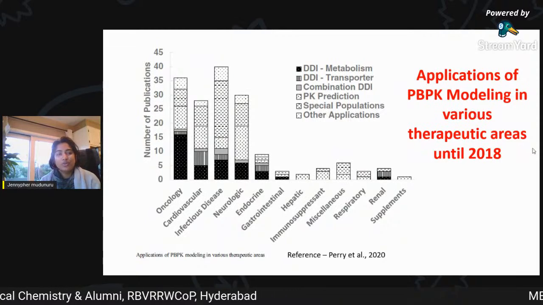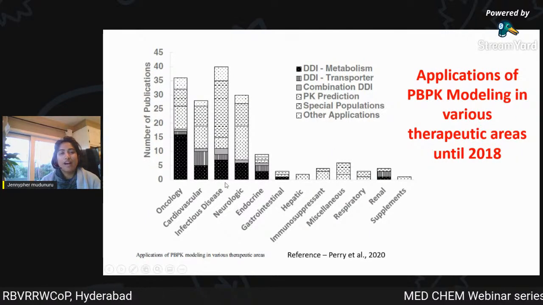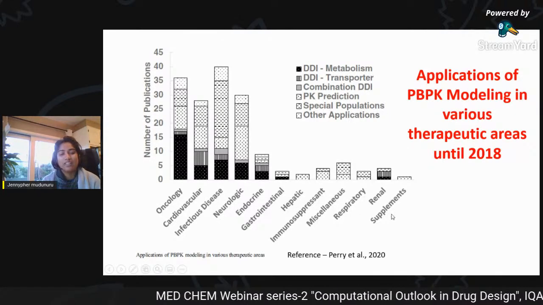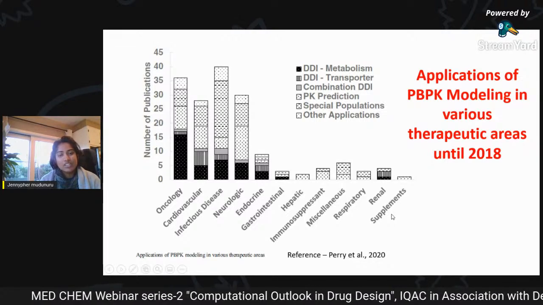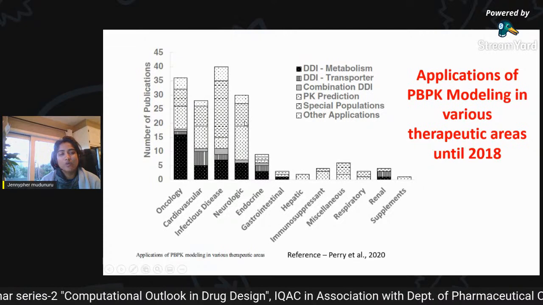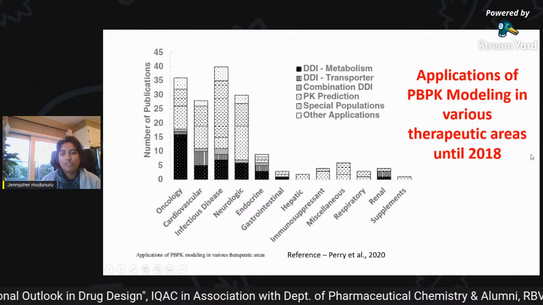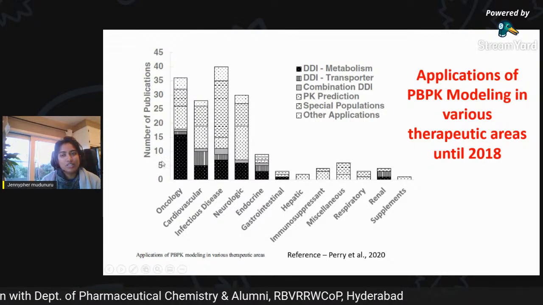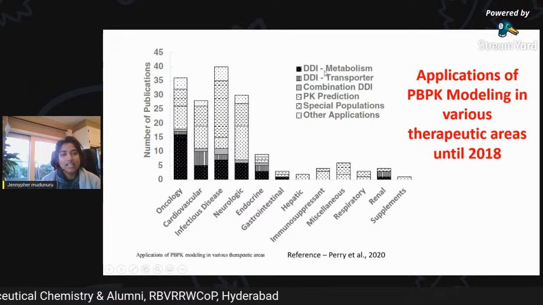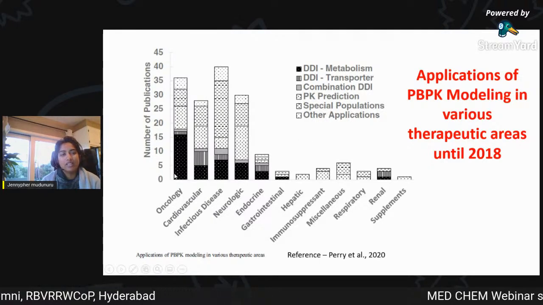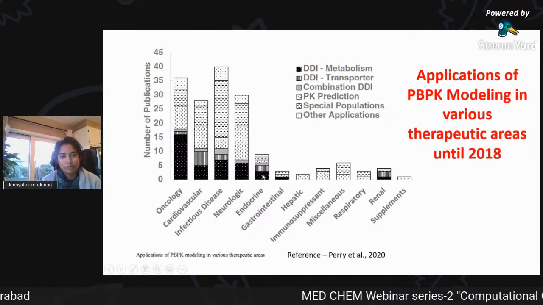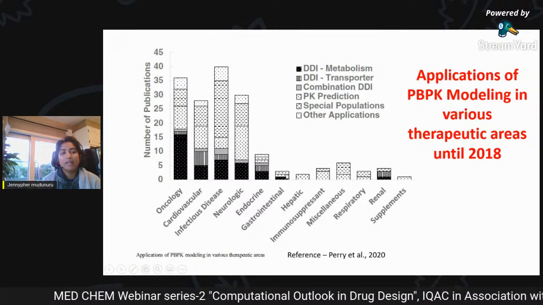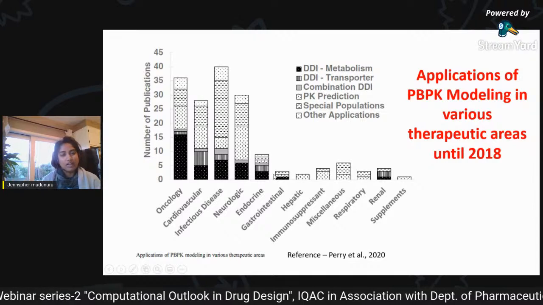So this is to show you a snapshot of how there was this surge in use of PBPK modeling across various therapeutic areas. This is until 2018, and I believe this is over a period of 10 years, so 2008 to 2018, if I'm correct. And these are the various publications and applications of PBPK models. As you can see, there's quite a bit of DDI that we do, and then the PK special populations and other applications. So it's quite a bit, and it's not focused on one therapeutic area.